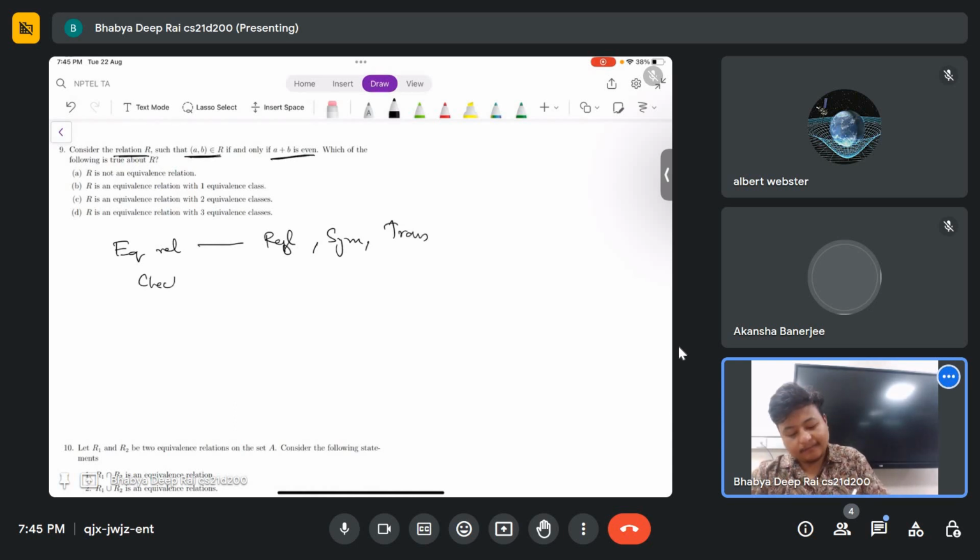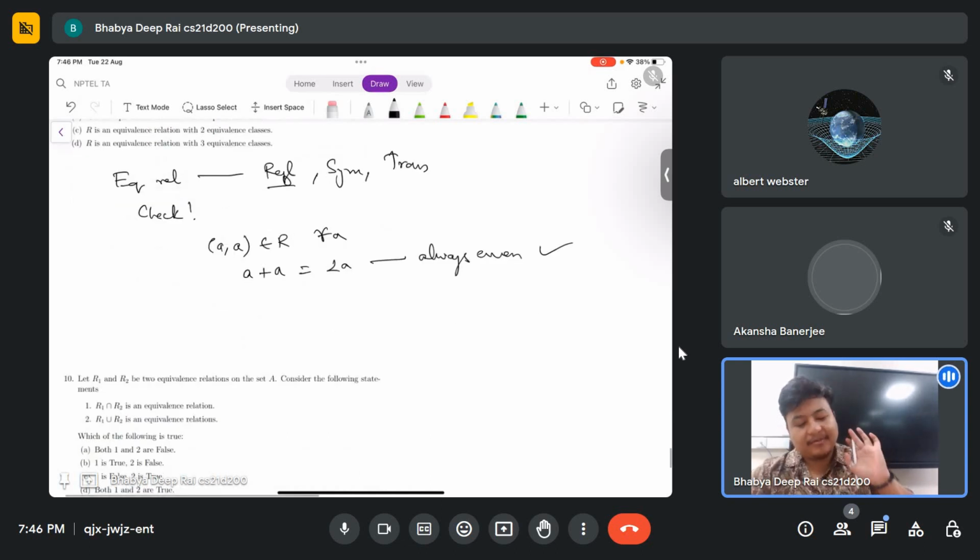Let's check. So let's check the first property, reflexive. Is (A, A) in R for all A? Now we know that it is in the relation only if A plus B is even. In our case, B is A, so A plus A equals 2A, which is always even. So yes, (A, A) belongs to the relation.